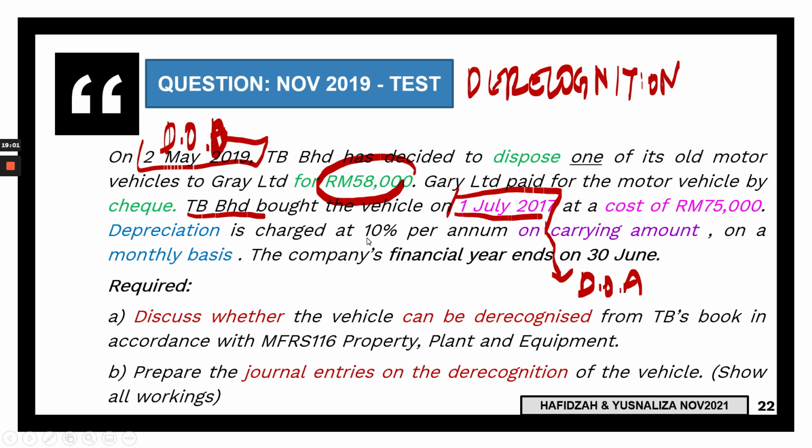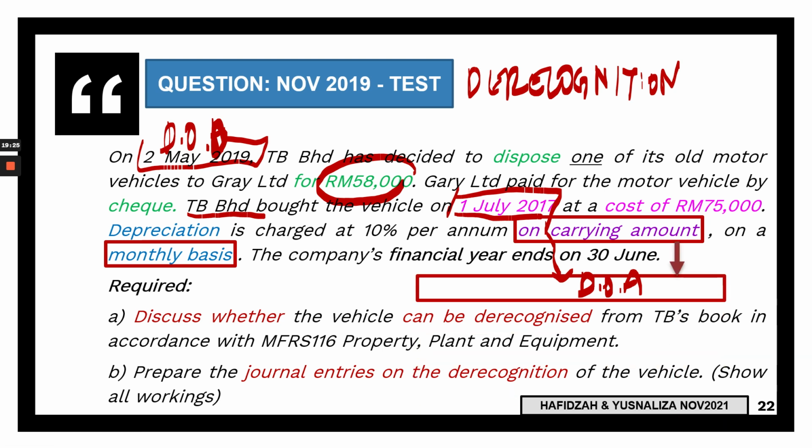And depreciation is charged at 10% per annum on carrying amount, and on a monthly basis, which is month-to-month depreciation. The company's financial year ends on 30th June. So this is not a calendar year, but 30th of June, in the middle of the year. So what you have here is the reducing balance method for the depreciation, because the question clearly mentioned 10% on carrying amount, which also implies the reducing balance method will be adopted, or on carrying value.